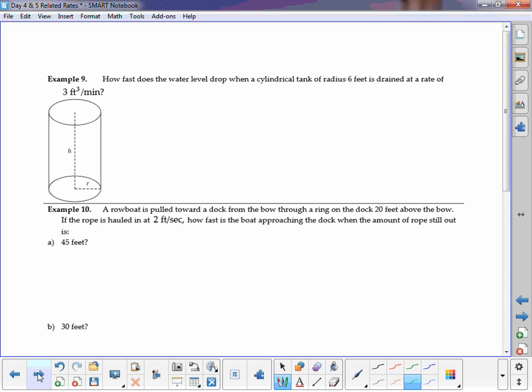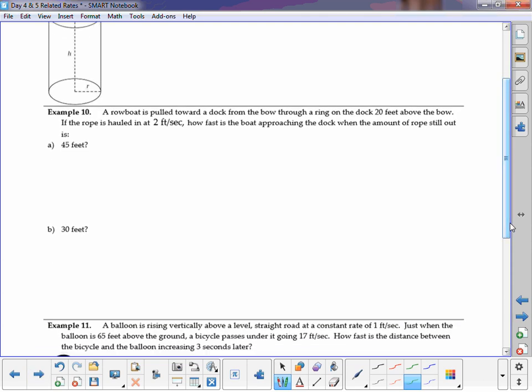Okay. Example 10 here. I changed yours so that it works out a little bit nicer, and I think yours says 6 feet above. Still 2 feet per second, and when the amount of rope spilled out is 10 feet. Is that what you guys have? Yeah. Okay. Numbers are a little bit nicer this way. So let's draw a picture for this, because it's kind of a weird one.